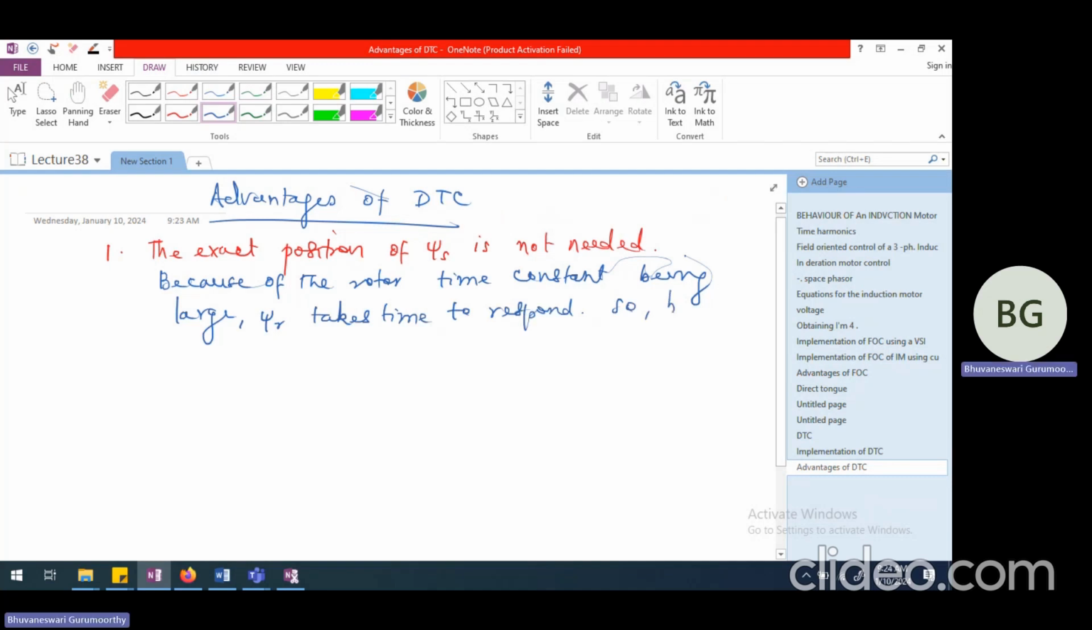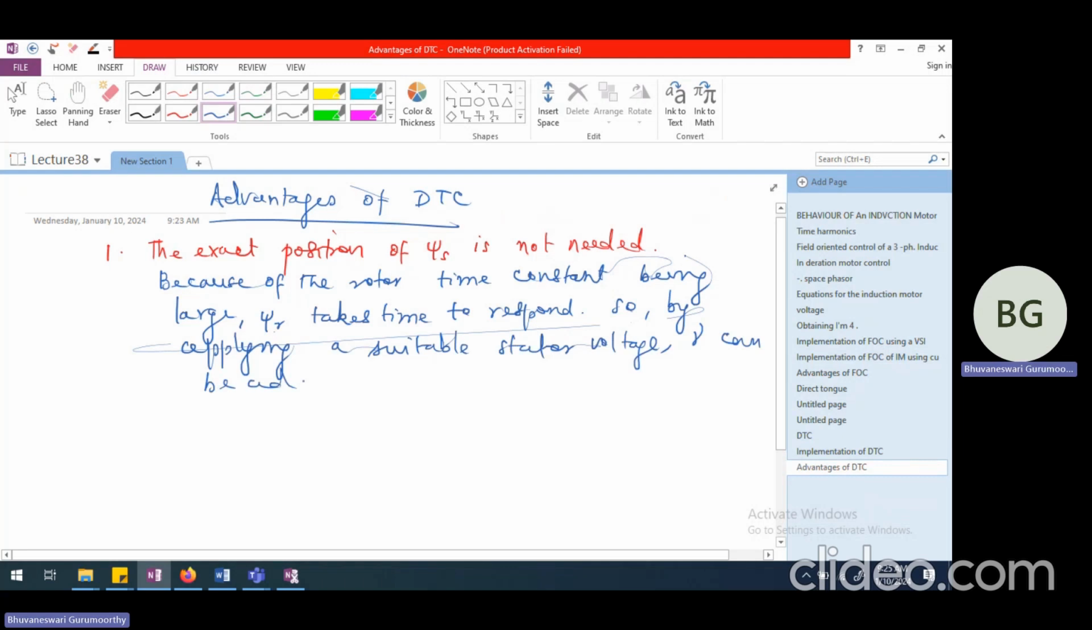So by applying a suitable stator voltage, gamma can be adjusted. Because if we assume that psi r is not moving, if we are moving psi s forward, then we assume gamma is increased. If we assume psi s is moved backward, we assume that then gamma is decreased. So torque is influenced accordingly. So the exact position of psi s is not needed.